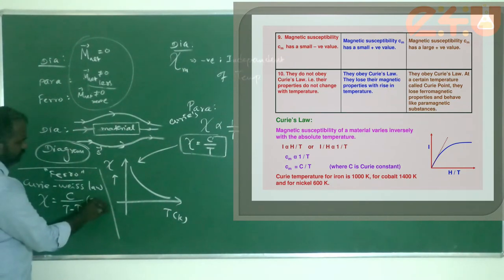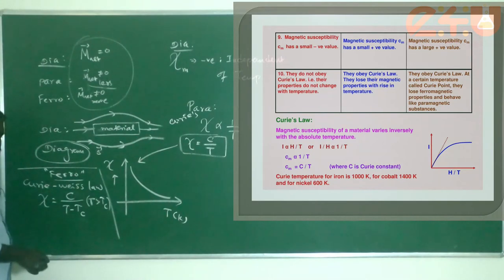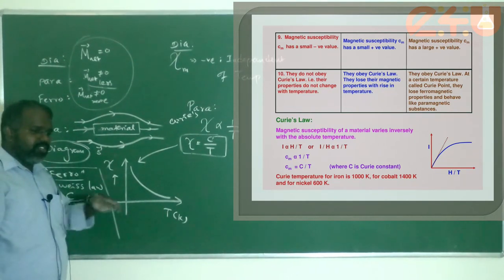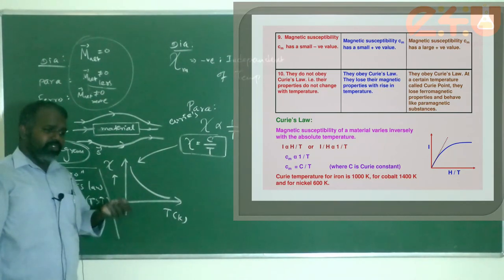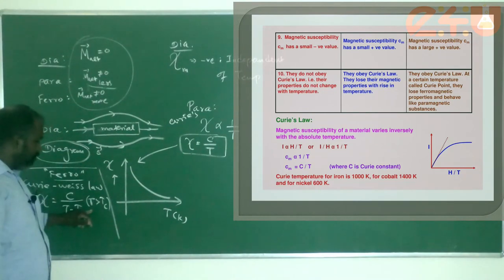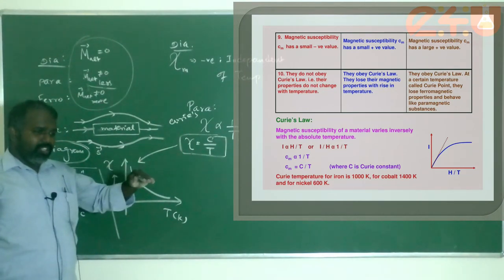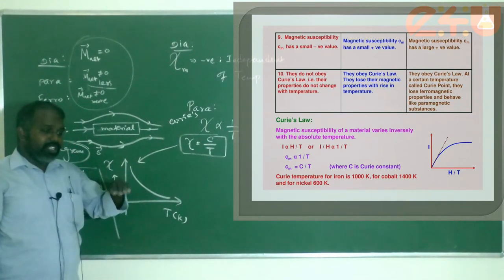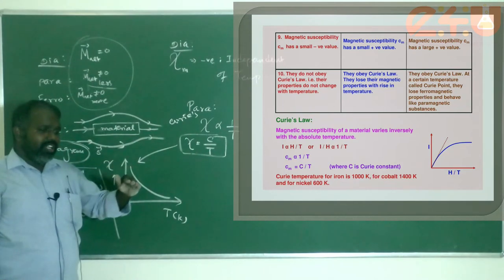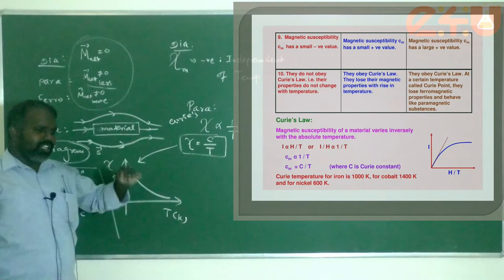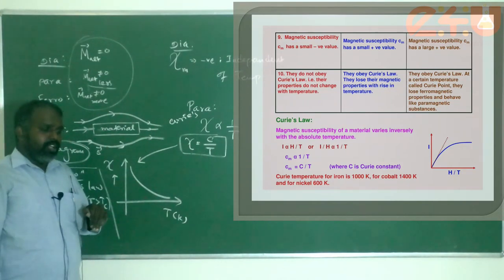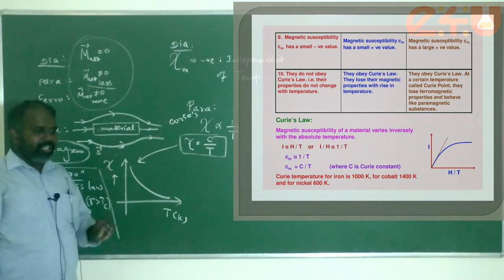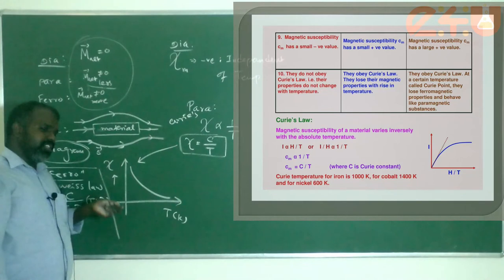So this is when T is greater than TC. For a ferromagnetic substance, when the temperature increases, obviously we know that the molecular disorder also increases. Due to that, the net magnetic moment value decreases. So when the temperature of the ferromagnetic specimen increases to a certain value, that value is called the Curie temperature. As the temperature increases, the magnetic property or magnetic susceptibility decreases. So at a particular temperature, the ferromagnetic material becomes a paramagnetic material. That particular temperature is called the Curie temperature, or we can say the critical temperature also.